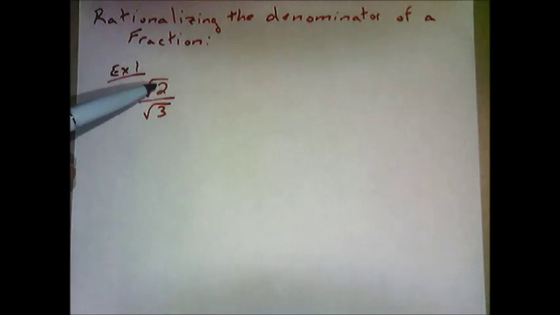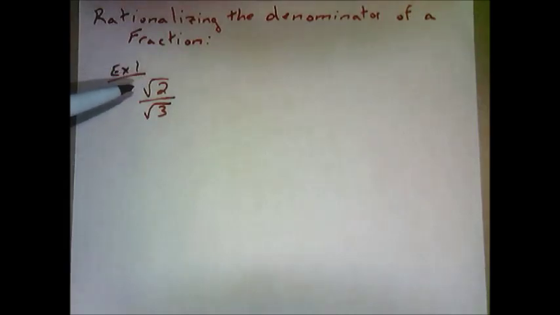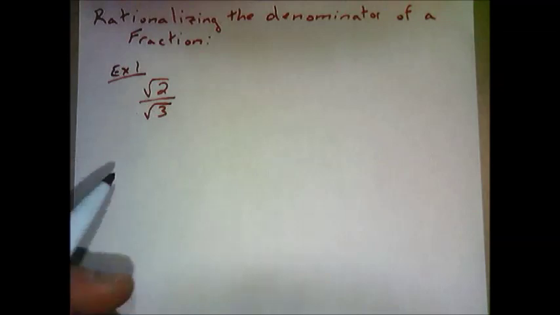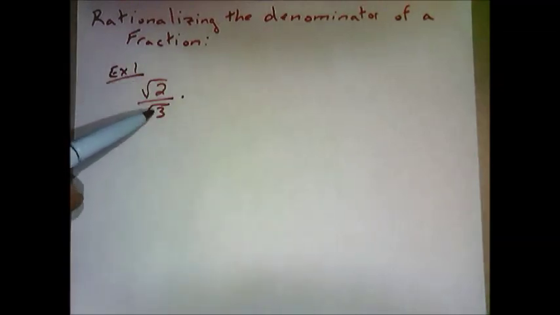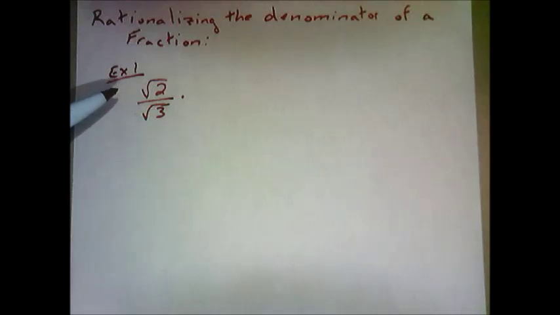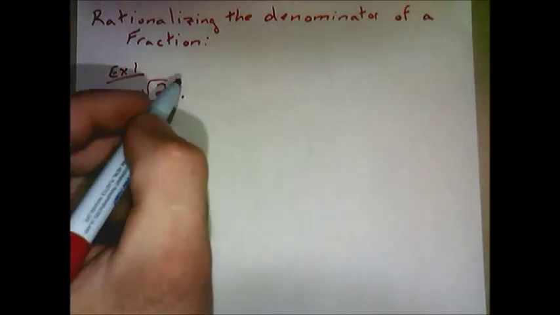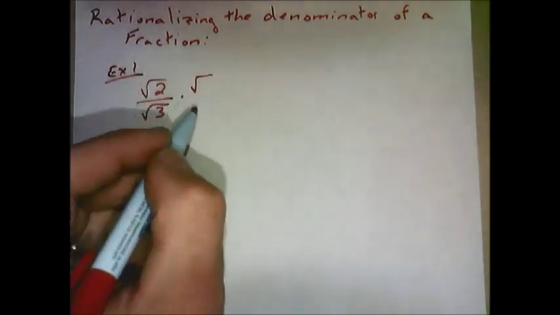Well, if we look at radical 2 over radical 3, we can't simplify this because nothing will go into both 2 and 3. But what we don't like in mathematics is having a radical in our denominator. What we like to do is have a nice whole number down there, or integer value. So what we're going to do is multiply this fraction by some arbitrary radical in order to make this a non-radical in our denominator. And we want to do that the simplest way possible.